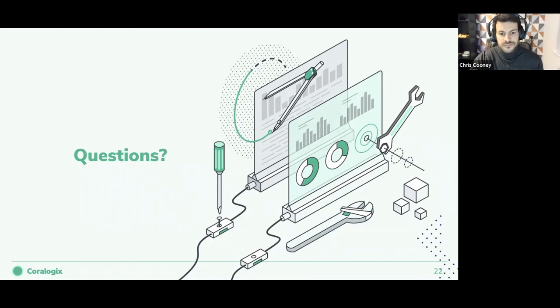How long has Coralogix sort of made use of machine learning? Is it something that's been there from the very start, or did you kind of bring it in as the company went on the journey?